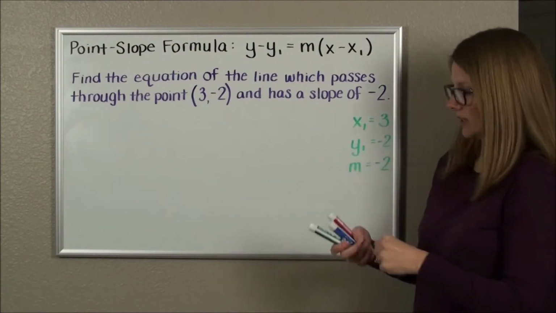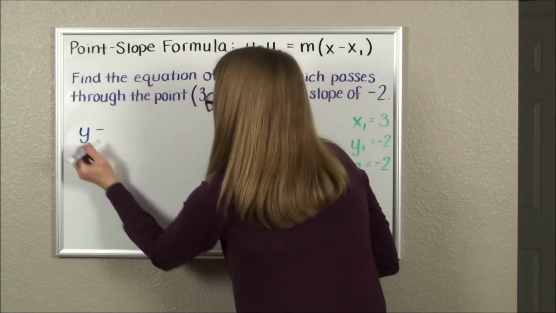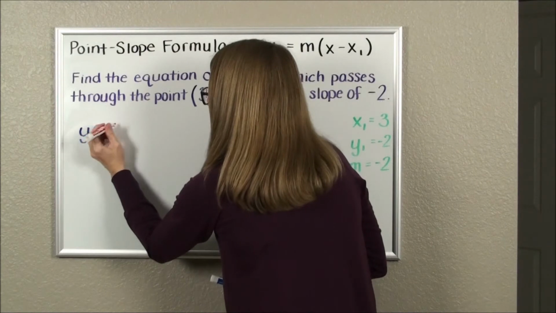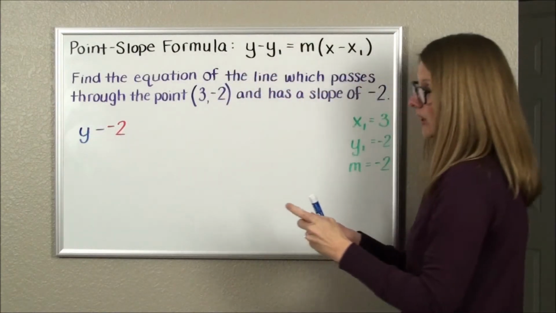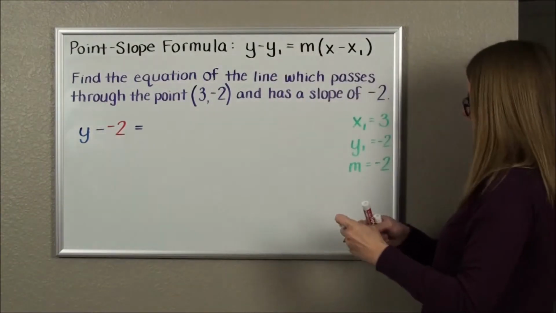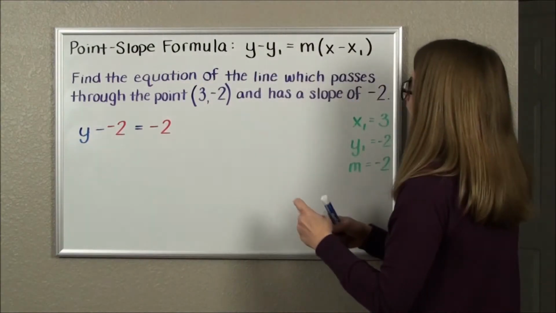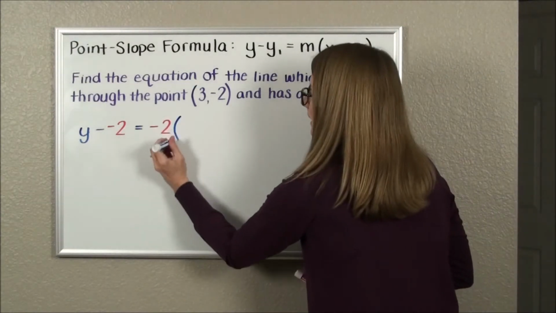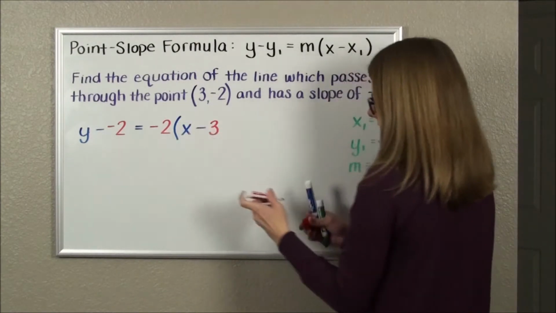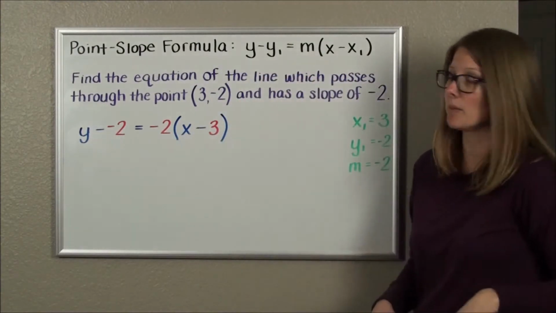Once I've identified those key pieces of information, I can plug them into my formula. So I've got y minus, and then I need my y1, which was -2. We'll need to be careful here because I'm going to be subtracting -2; eventually that will turn into a plus. Now I've got equals, and I need the slope m, which we said was also -2. Then we have parentheses, x minus x1, and x1 we said was 3, the x-coordinate from our given point. So there is me copying the formula but plugging in the information I've got.